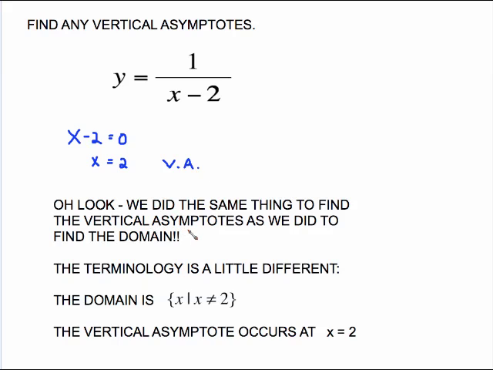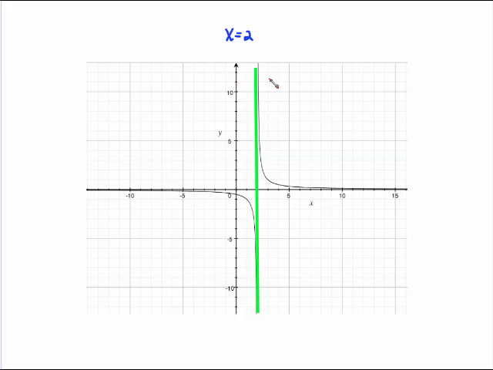And look, we did the same thing to find the vertical asymptotes as we did to find the domain. It's just that the terminology is a little different for what you express. The domain is all x such that x doesn't equal 2. So that's being thrown out. On the other hand, if you're asked to name the vertical asymptote, you say it from a positive perspective and say, okay, the vertical asymptote occurs at x equals 2. And here's just a picture to show you. Here are our curves approaching and taking off without bound that way, approaching from this way, taking off this way, which is decreasing, and there's our vertical asymptote of x equals 2.